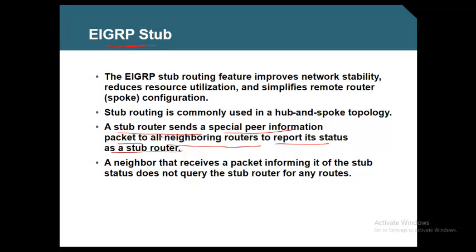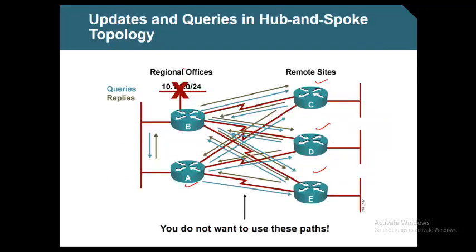So when the successor route goes down, it will know whom to query and whom not to query. B will know whom to query and whom not to query. Once again, did you understand how this reduces the query?